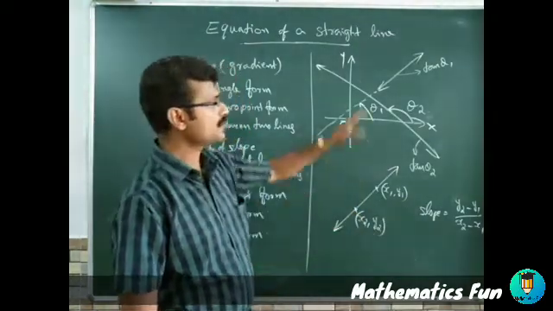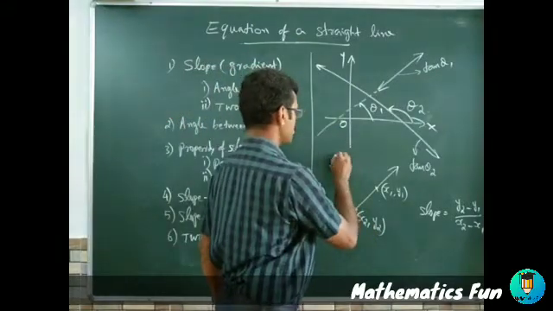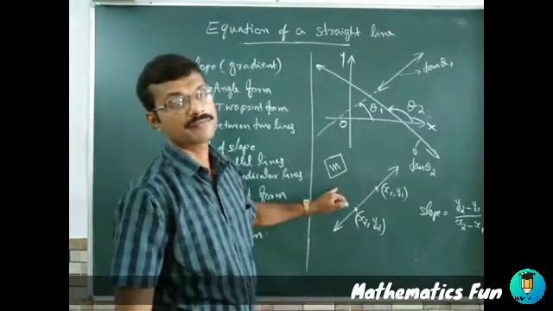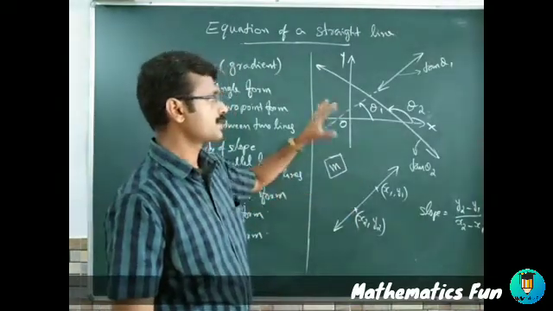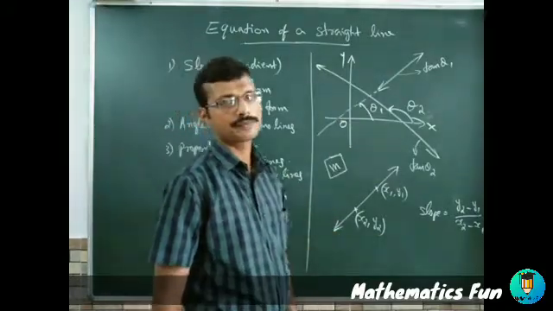And usually we use the notation for slope: the small letter m. Usual notation is small letter m for slope. So instead of always writing slope, we can write m is equal to, where m stands for slope.